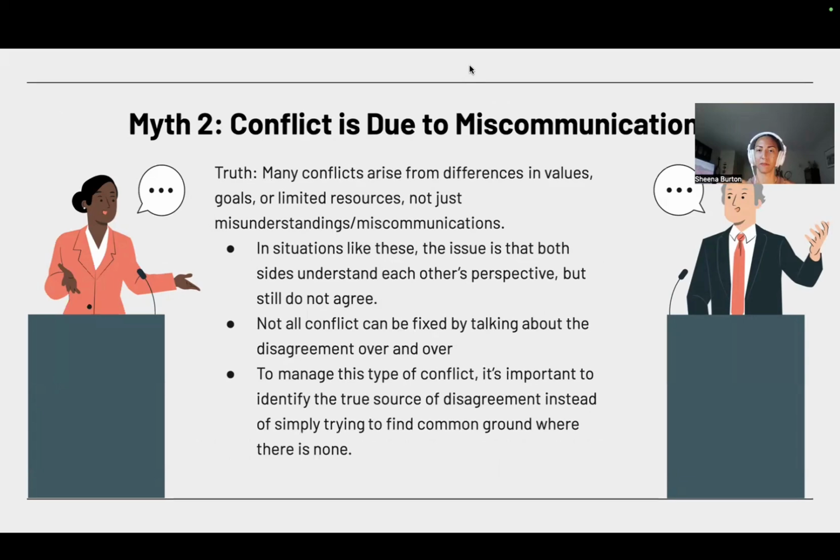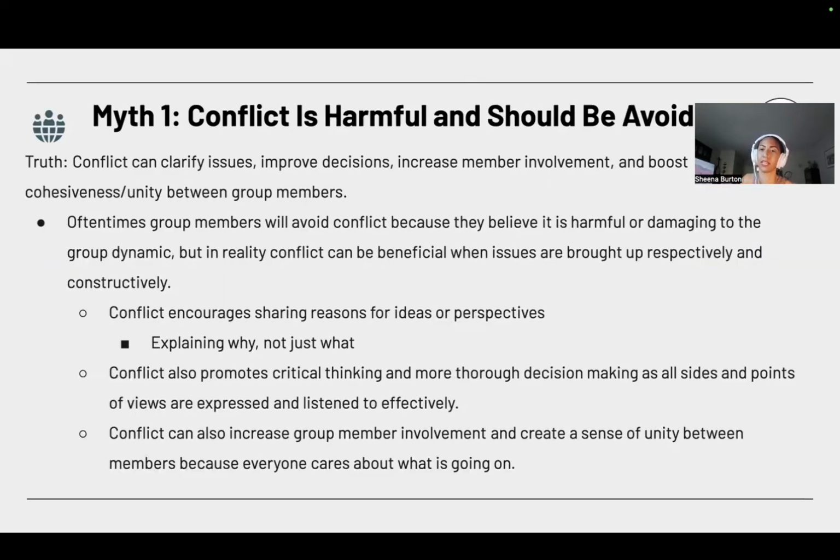And just a deeper insight around the myth that conflict should be avoided. This myth assumes that conflict is always negative, and, in reality, it's just a natural part of groups interacting with one another. And again, when it's managed well, it can encourage growth and foster stronger relationships.